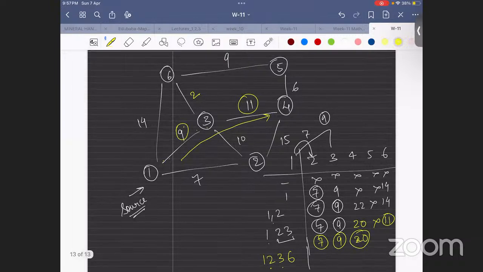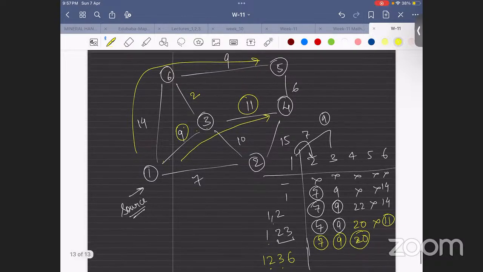Now, if you are using 6, right? So if you are using 6, you can go like this, right? Yeah, 20. And we can go to 1, 2, 1, 3, 6, 5, 4.